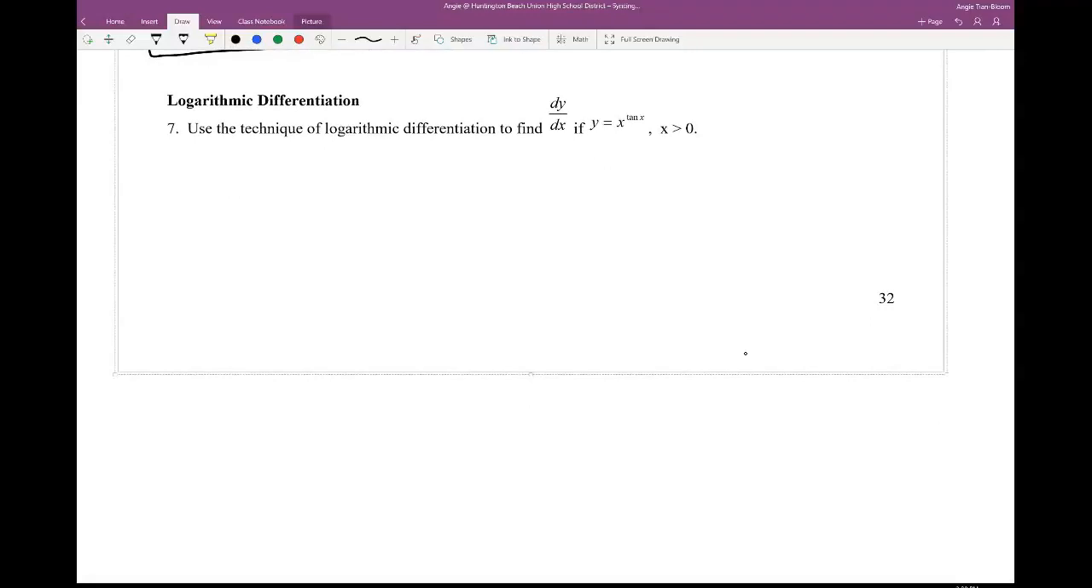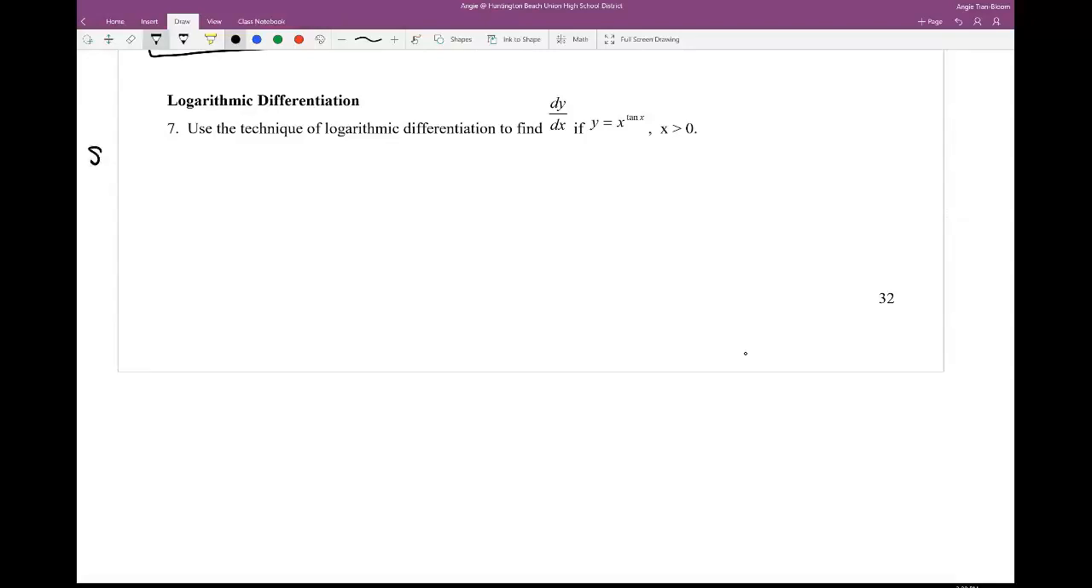Logarithmic differentiation, okay? Use the technique of logarithmic differentiation to find the derivative with respect to x, if y equals x to the power of tangent of x, where x is greater than 0. Now, yes, you will totally need to know how to do this. So make sure we follow the steps.